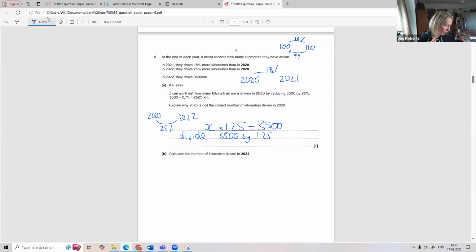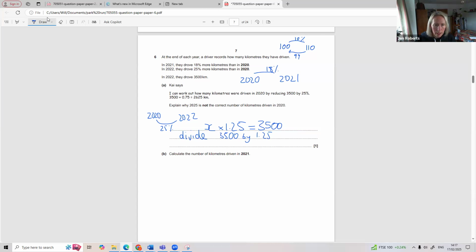Okay, let's just have a look at if there are any other answers that they would have considered fine for this, for the mark. So they should have divided by 1.25 or multiplied by 0.8 or 2,800. Oh, you could have said 2,625 increased by 25% is 3,281.25, not 3,500.